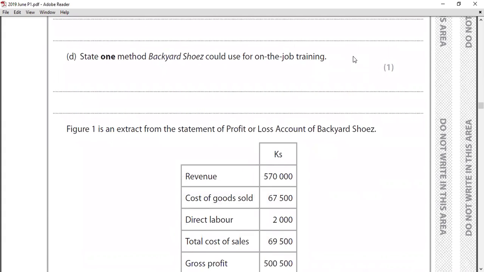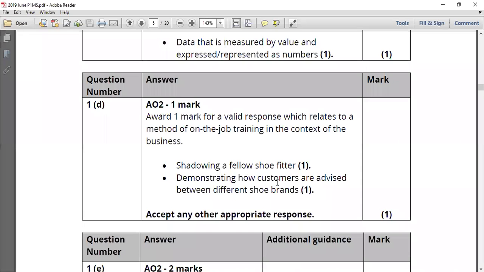So on-the-job training has certain methods; watching another worker and mentoring are some of them. If you just write watching another worker, mentoring, 0 marks. Why? You haven't written any examples for backyard shoes. You have to write a backyard shoes example. So look at the answer for this. How do we write a proper example of an on-the-job training method? You can see: shadowing a fellow shoe fitter. If you just write shadowing, 0 marks. But if you write the shoe fitter example from the case study, you get 1 mark.